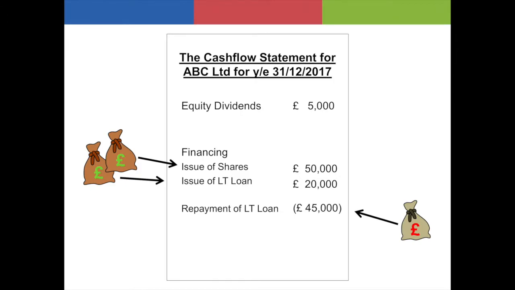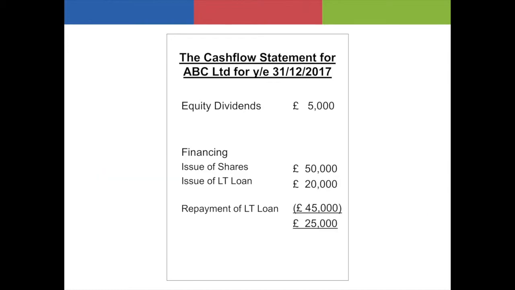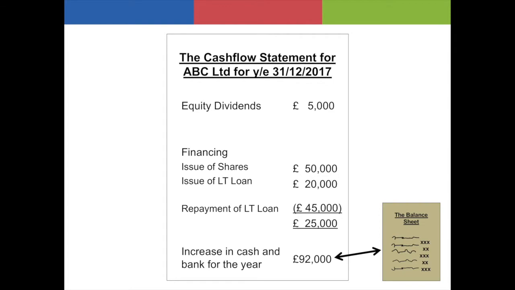The subtotals from these main sections are totaled to give the increase or decrease in cash and bank reserves for the year. This number should then reconcile to the cash and bank amount stated on the balance sheet. So that was the explanation of the cash flow statement.